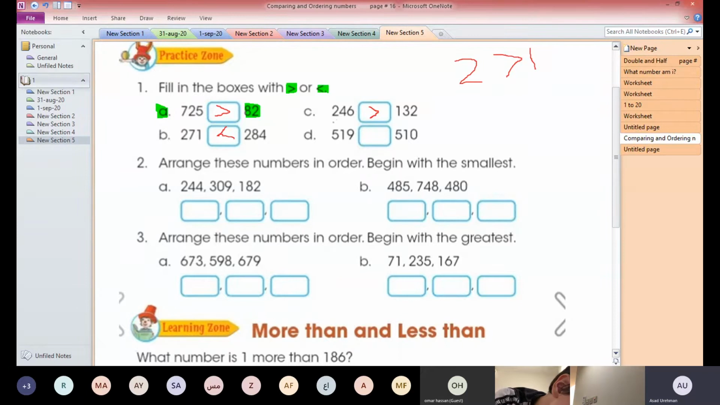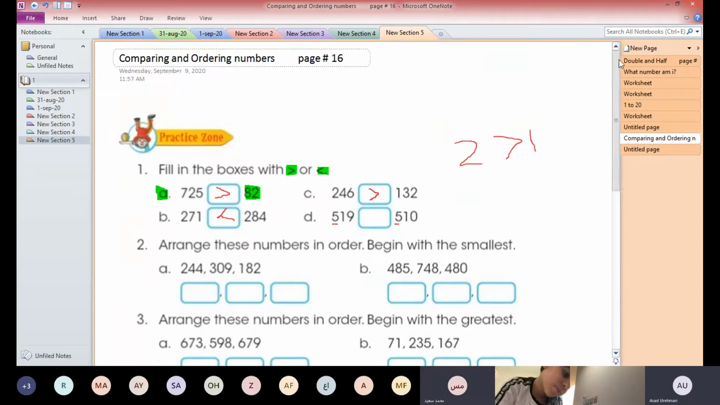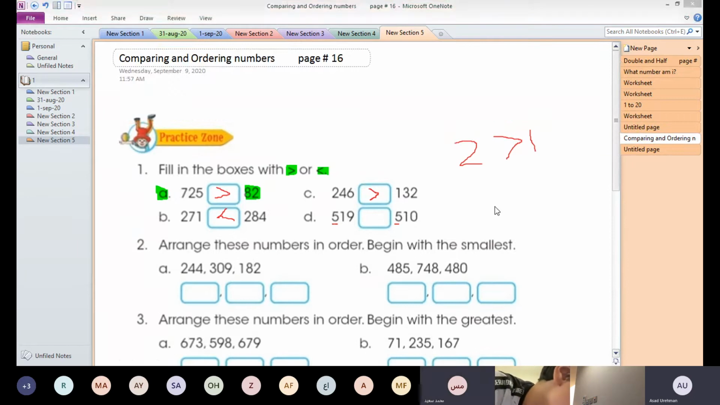Now I'm going to check 519. So I will check hundreds first. 500, 500. Okay, both are 500. Page number 16. Now fill it. Okay.